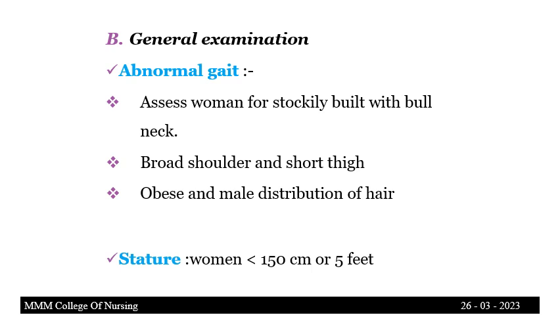Next is abnormal gait. Assess the woman for stockily built with the bull neck, broad shoulder with short thigh, obese and male distribution of hair. Stature: if the woman is less than 150 centimeters or less than 5 feet, that should be noted.